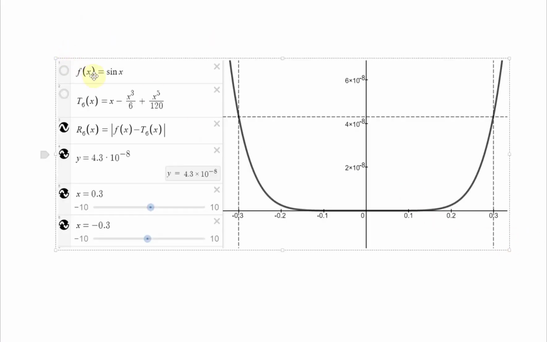So we have f of x equals sine of x, that's the function. Here the one in black is R6 of x equals f of x minus T6, which is just this part right here, x minus x cubed over 6 plus x to the 5 over 120. And I also have graphed y equals the maximum error, 4.3 times 10 to the power of negative 8.